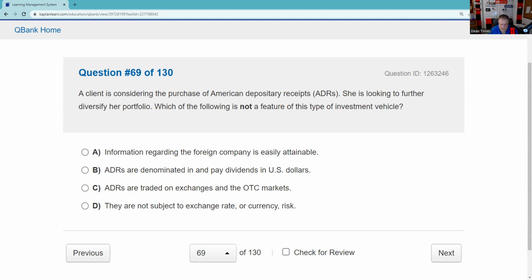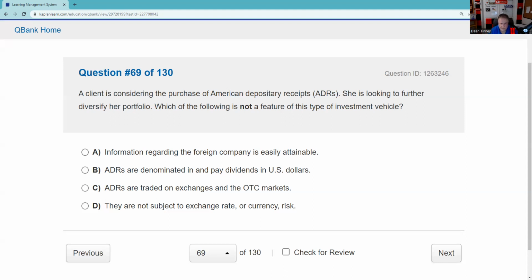Information regarding foreign companies is easily attainable. Well, when you have the ADR, you are going to be able to more easily attain the information. ADRs are denominated in and pay dividends in US dollars. Yeah, well, but remember, those dollars are coming from exchanging the pesos or yen. ADRs are traded on the exchange and OTC markets. That's true. Not a feature.